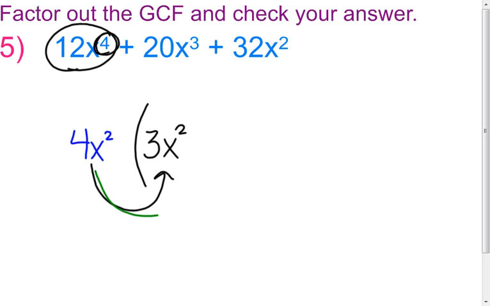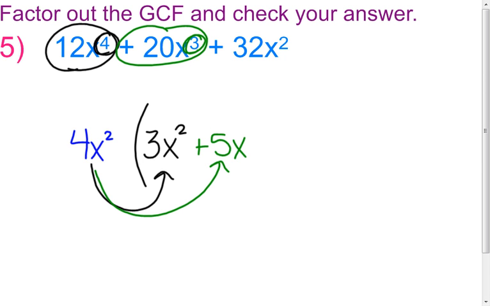Then 4x squared times what gives me positive 20x to the third. Well, 4 times positive 5 gives me positive 20. And right here I had x cubed, but I used 2 of those x's out in front here. So since I pulled 2 of them out, I only have 1 left.